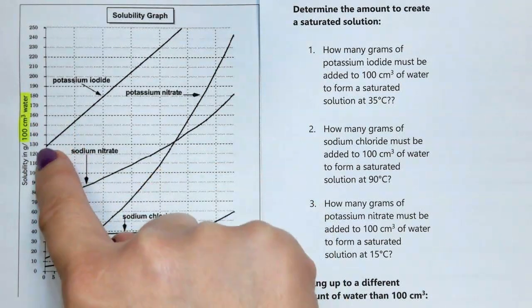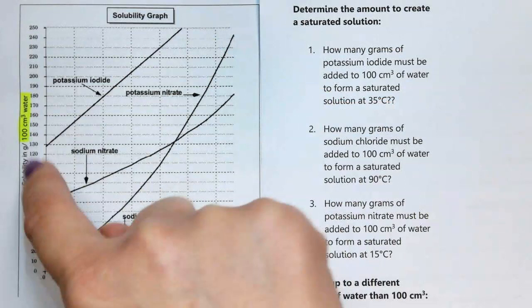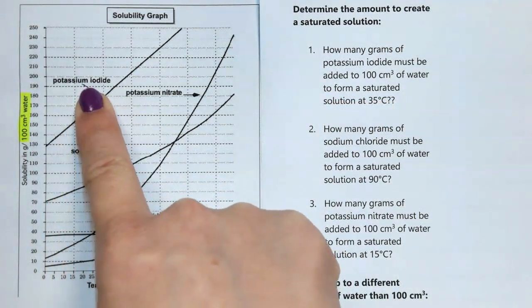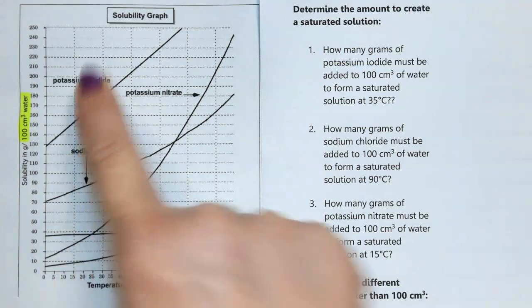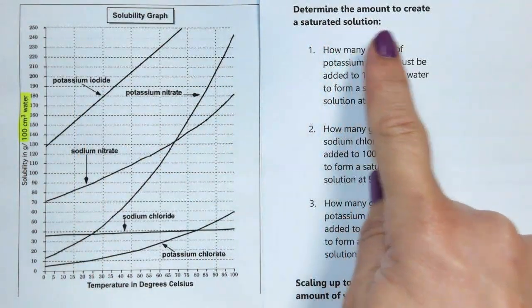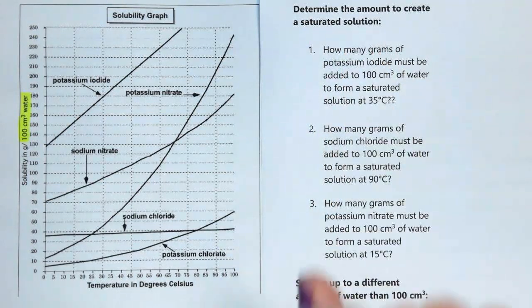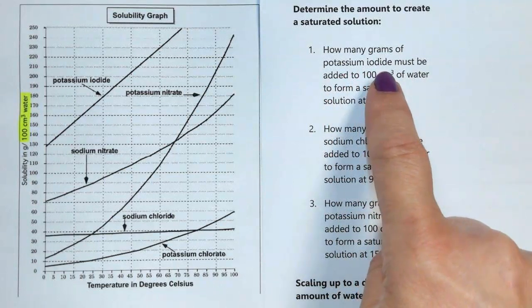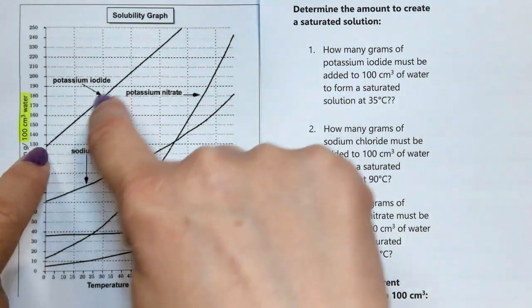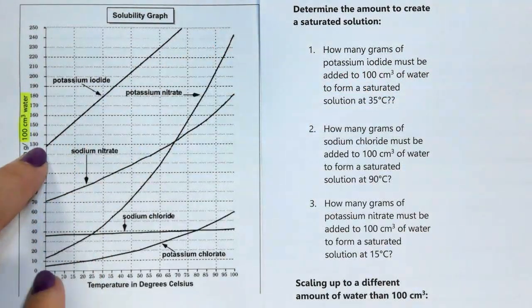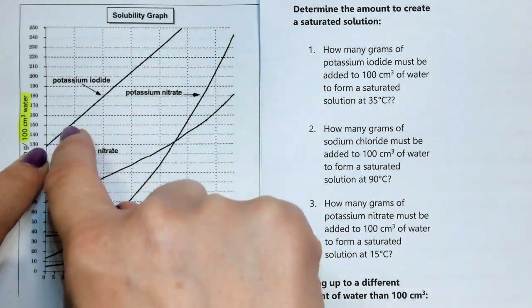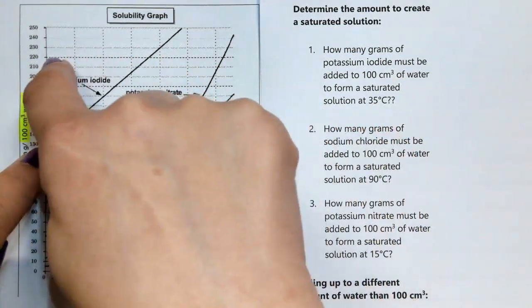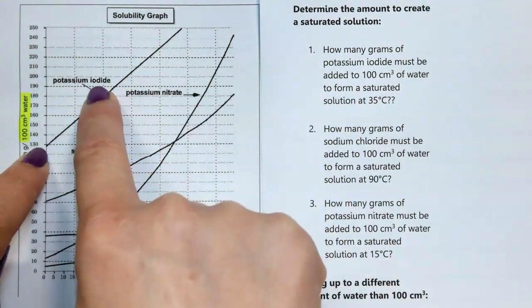And then the lines on the graph tell us how many grams of these solutes will make saturated solutions. So the first type of question is: determine the amount to create a saturated solution. If I were looking at how many grams of potassium iodide, that's going to be this line right here. At these different temperatures, these are the amounts that I can see on the left. That is how much would make a saturated solution of potassium iodide.